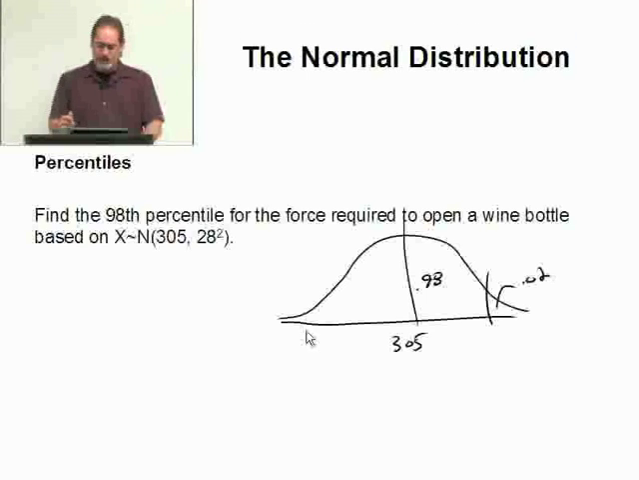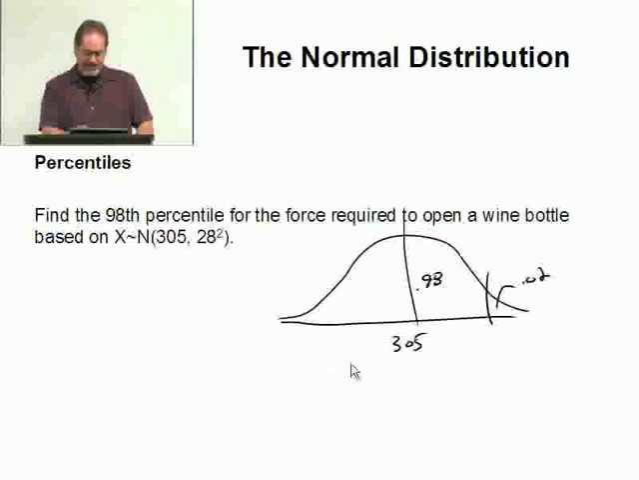Well, you could fiddle with this. Do normal CDF, lower bound negative e to 999, upper bound guess, with a mean of 305 and a standard deviation 28, and then adjust it and guess again, and adjust it, and guess again, and get close to it. Or you can use the idea of the inverse normal.